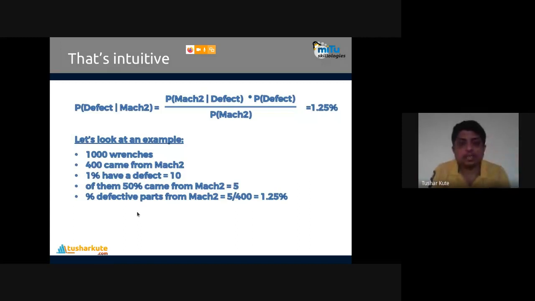And the last output: what percentage of parts came from machine 2? Out of 400 spanners manufactured by machine 2, 5 were defective. Correct? So 5 out of 400 is equal to 1.25%. This is Bayes' theorem. We have calculated using the formula, and I have proved it by values. You can see that these values are there. Proved.